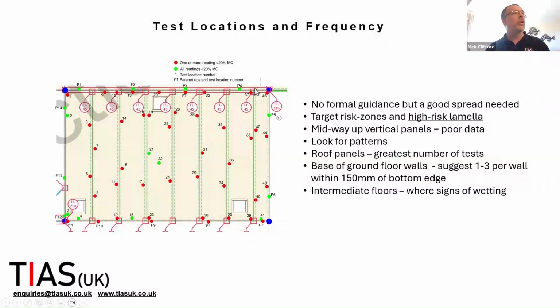End up on the roof, I'll be taking some readings at the bottom of the parapet upstands. In this case, P1, P2, P3 were all dry at the top of the pitch. All the parapet upstand readings at the bottom of the pitch were wet. So there's no formal guidance on how many tests you should be doing, but my rationale is look for patterns, do a greater number of tests on the roof panels, and just reduce it as you go down the building until you get to the bottom edge of the ground floor panels where they're set on the slab.